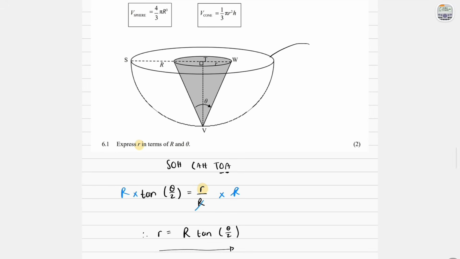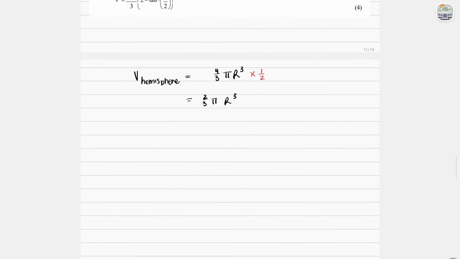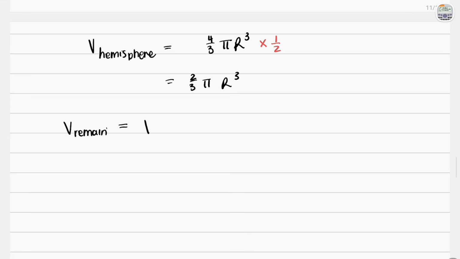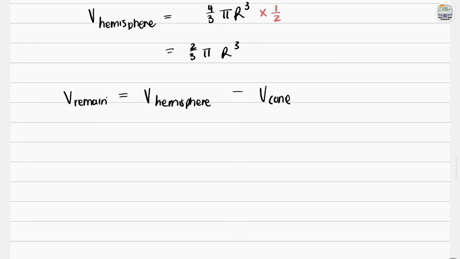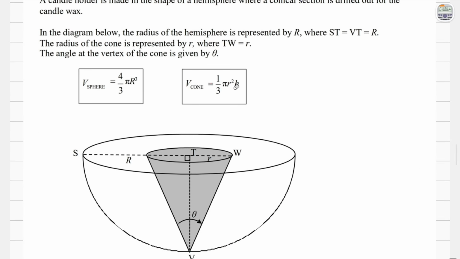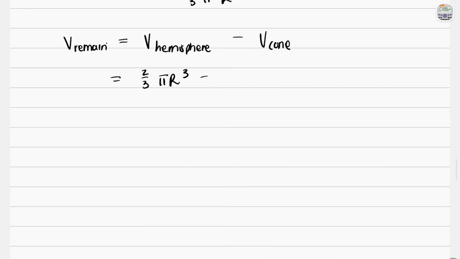So this is what we have. And now we're just going to take the volume of the hemisphere minus the volume of the cone. So the volume that remains would be found by saying the volume of the hemisphere minus the volume of the cone. So this is equal to, the volume of the hemisphere is 2 over 3 pi R raised to the power of 3. The volume of the cone, as they have already given us, is 1 over 3 pi r squared times h. So 1 over 3 pi r squared multiplied by h.